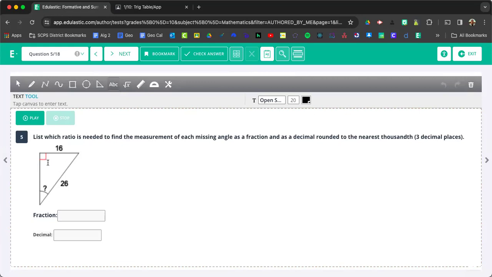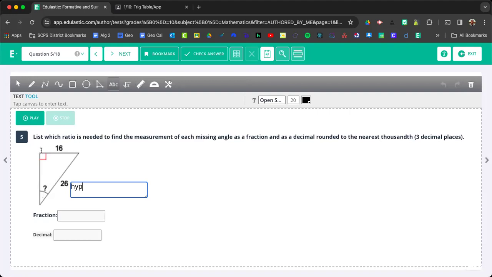The hypotenuse is across from the right angle, so it's going to be this side that is 26. I'm just going to put HYP there to remind myself that that's the hypotenuse.